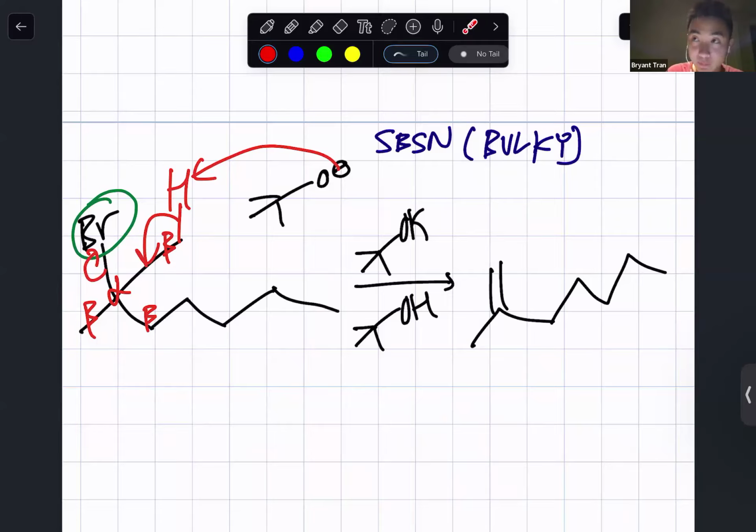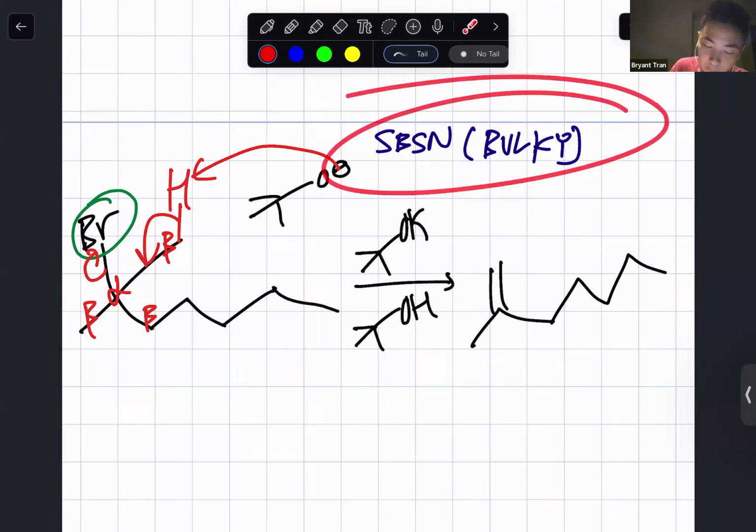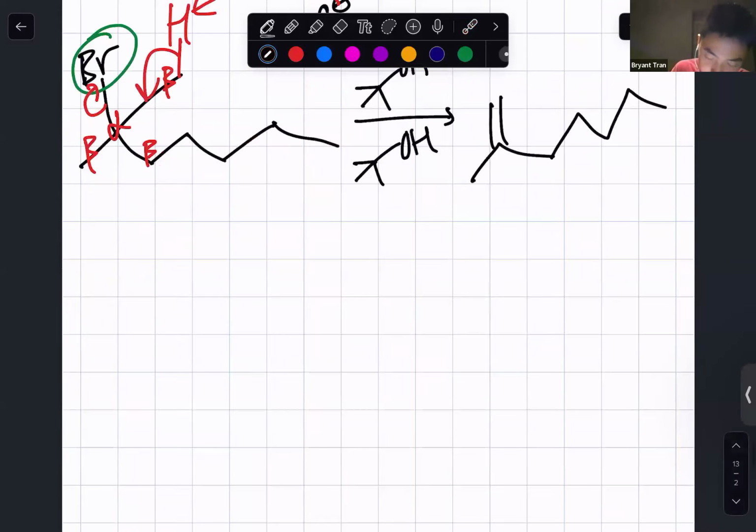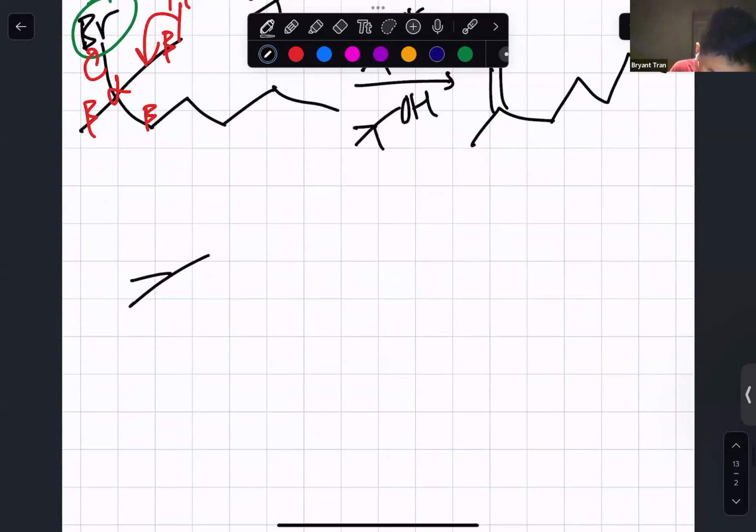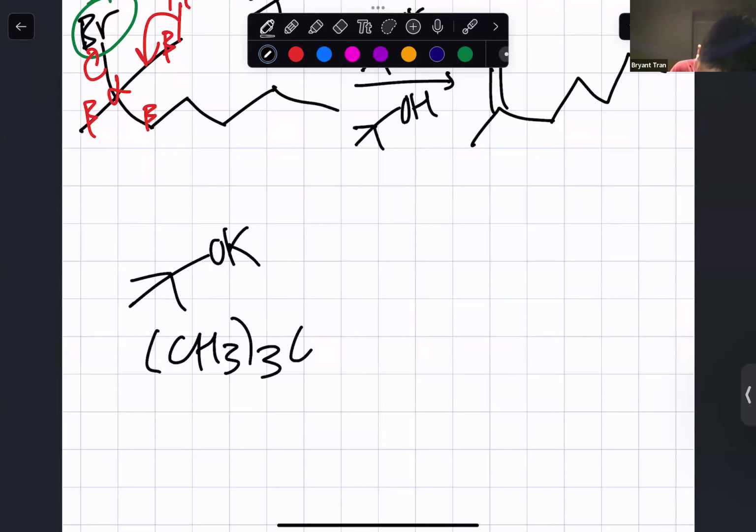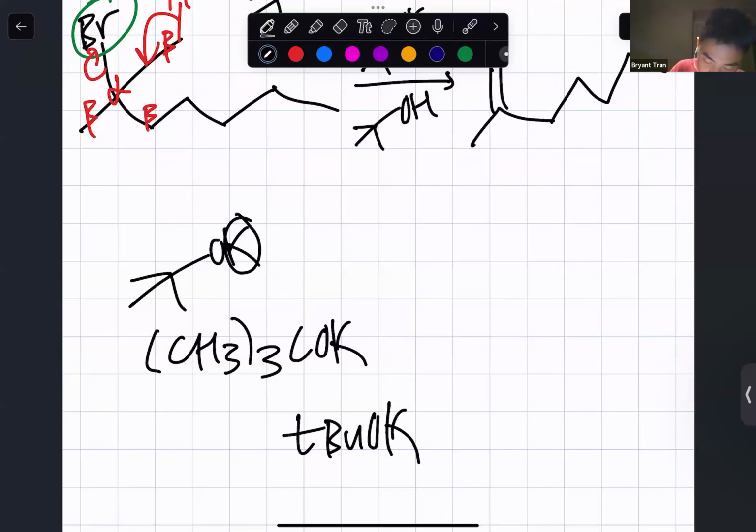So that's Hoffman right there when you use a bulky base. And the two bulky bases that I want you guys to know for 118 series is the tert-butoxide, which you could see as what you saw there, the one I drew in bond line form, or you could see it in condensed formula like this, or you could see it written out in letters like this. And instead of K, you can see it as Na.